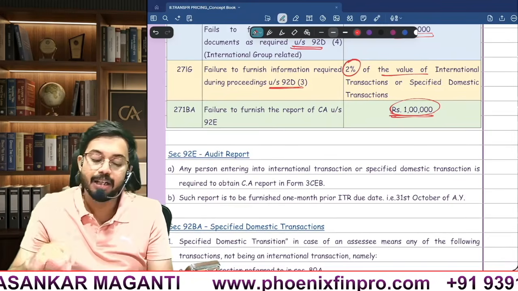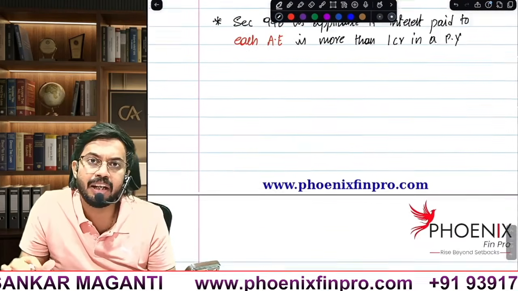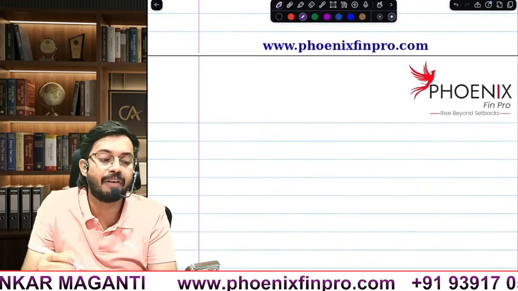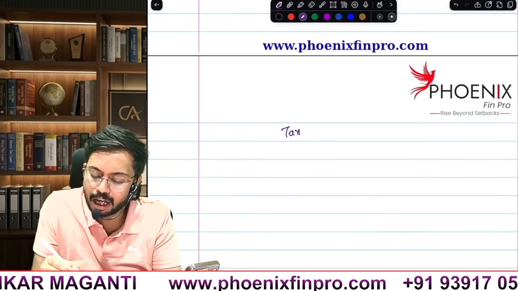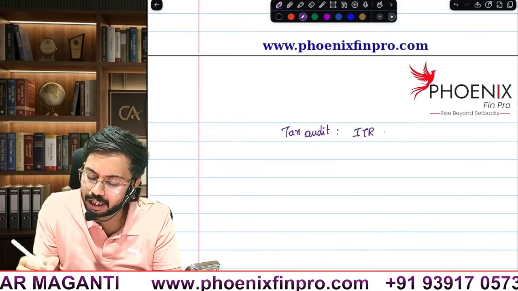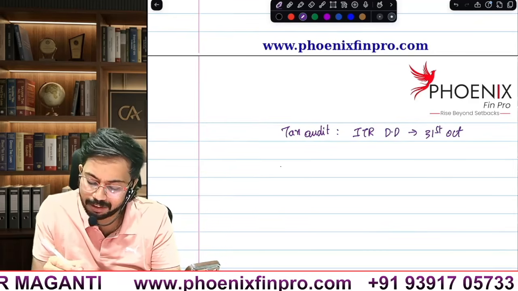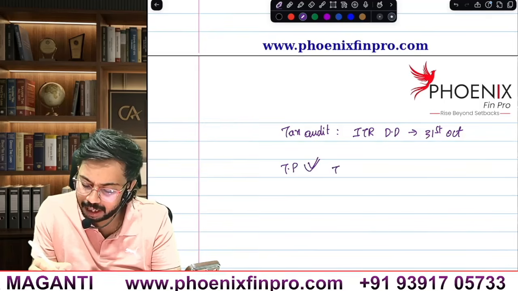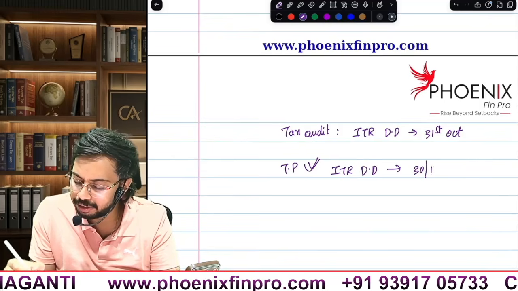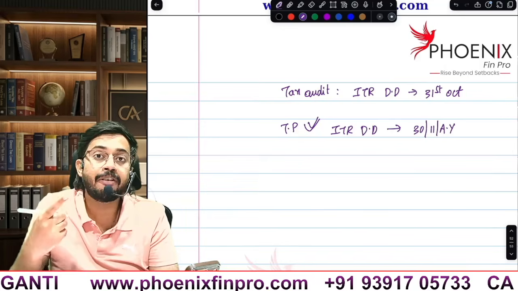Okay, next. Section 92E, audit report. Generally, ITR due date in case of tax audits, like if anyone is required to get tax audit, then ITR due date is 31st October. But whenever transfer pricing provisions are applicable, then ITR due date is 30th November of the assessment year. This is the due date for filing ITR.